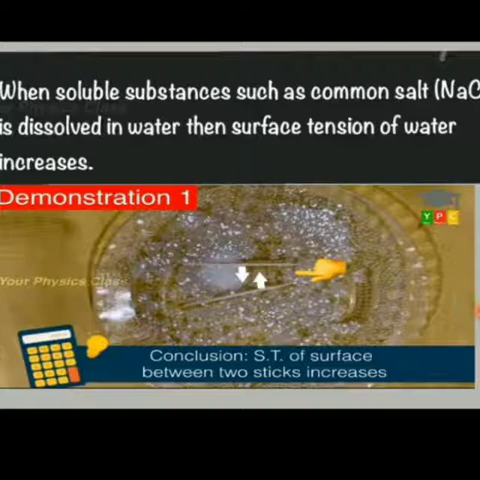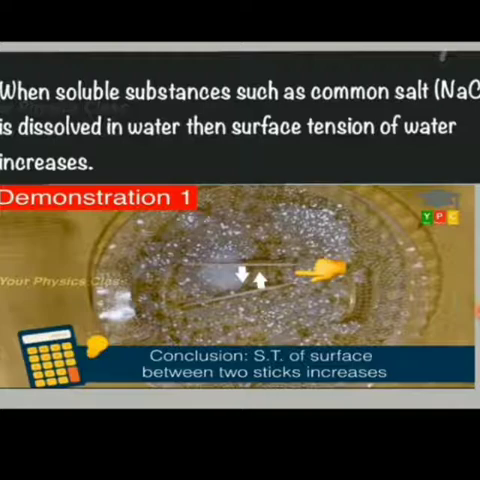See the demonstration. Take one bowl filled with water. Put some talcum powder on the surface of the water so that we can see the effect of surface tension, and now add some sodium chloride, that is salt, to the water, and put two toothpicks on the surface of the water. Now these toothpicks move towards each other, meaning the surface of the liquid gets contracted more, meaning the surface tension of water increases.